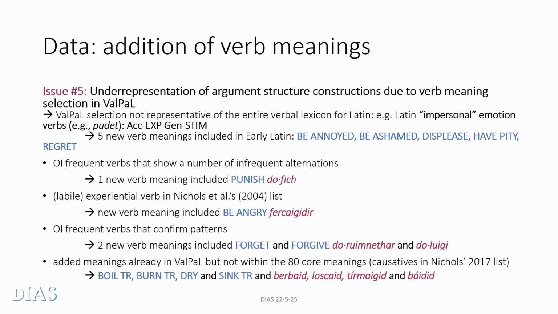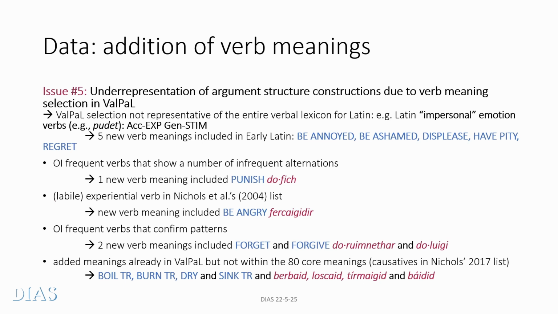A few meanings were added. For example, for Latin, some meanings were added in order to be able to include in the database constructions which otherwise would not have been there. For example, the construction where the experiencer is coded as an accusative. And so, for example, me pudet, I'm ashamed. So new meanings were added which were not in the original sample.